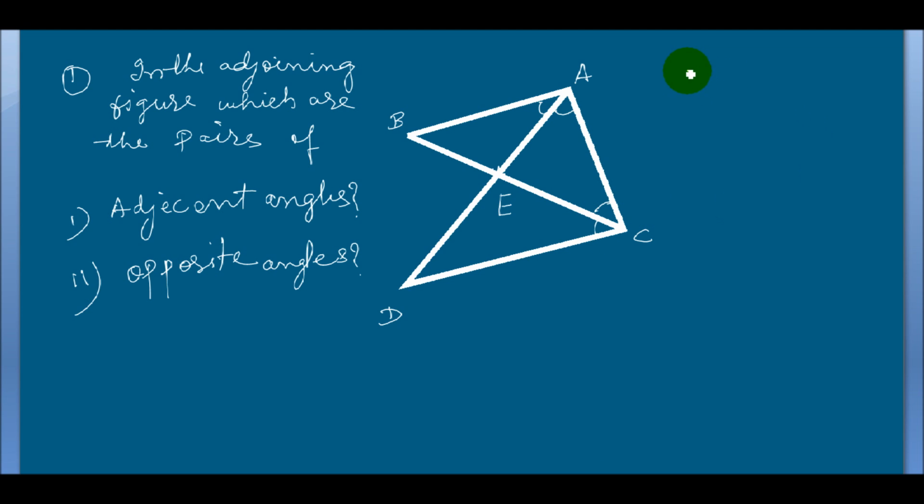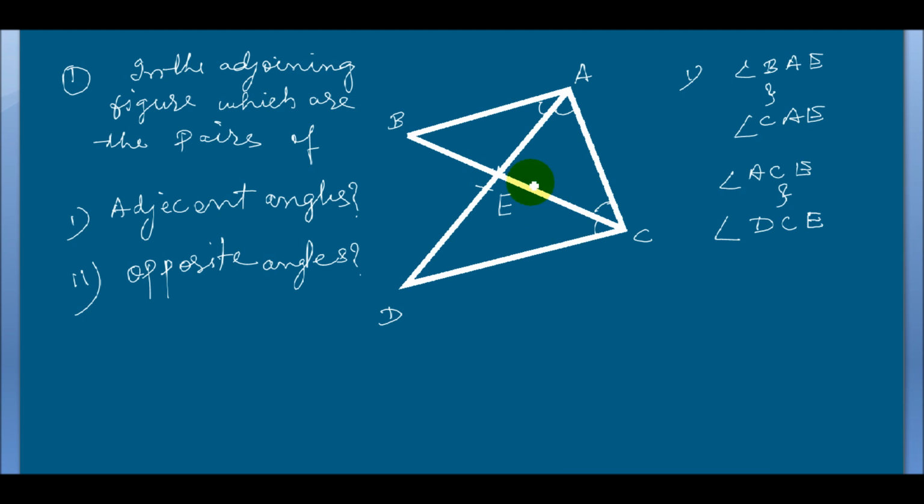Now I am writing the first angle. This angle will be called angle BAE, and angle CAE is the adjacent angle. Again, the other adjacent angle, angle ACE and angle DCE. You can also write angle ECD.